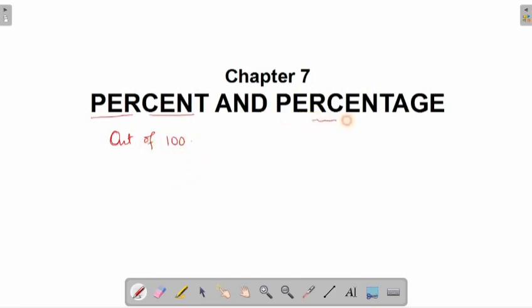Okay, so after understanding the meaning of percent, which is out of 100, let's understand what is percentage. So percentage means nothing but this particular sign. Okay, and this particular sign is equivalent to 1/100. So these are the things that you need to understand. This sign means 1/100. Okay, so having understood this much, let's see the first question.